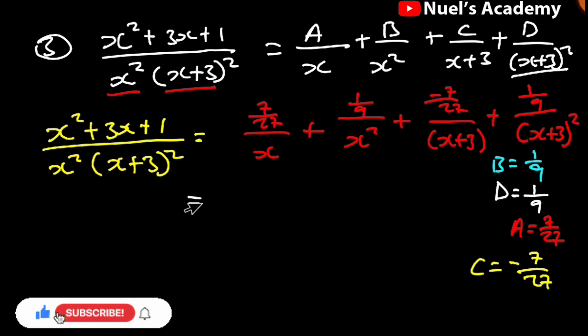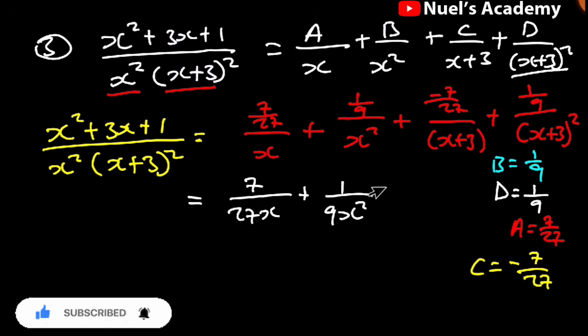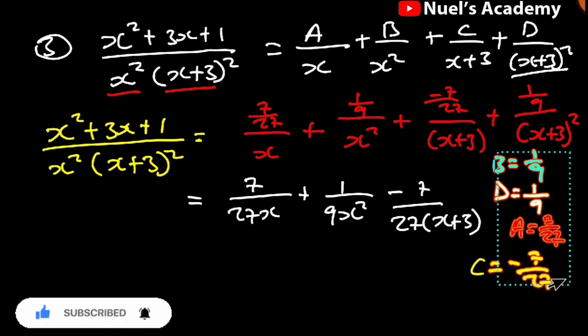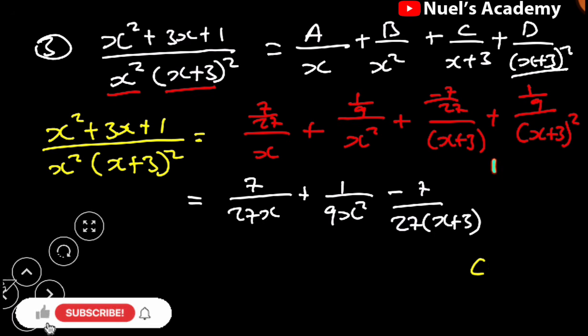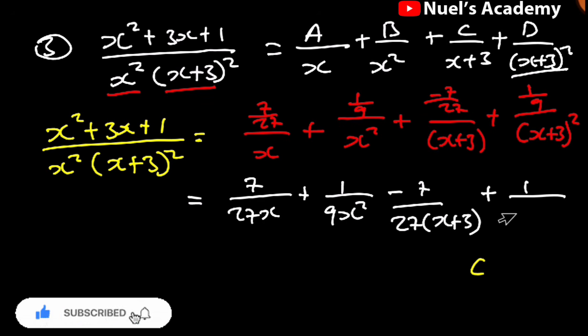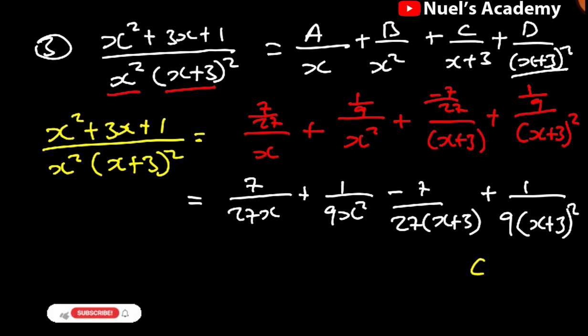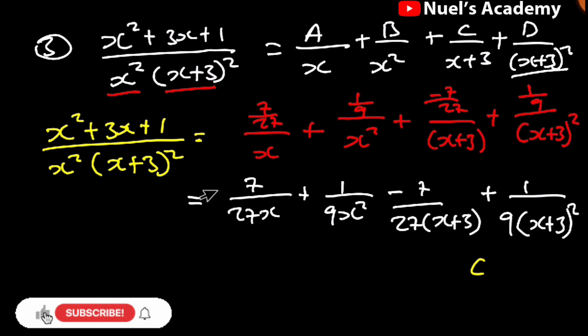And then finally this is equal to 7 over 27x plus 1 over 9x squared, minus 7 over 27 times x plus 3, then plus 1 over 9 multiplied by x plus 3 squared. So this is the partial fraction of this compound fraction.